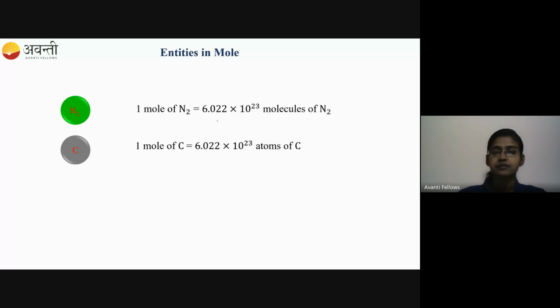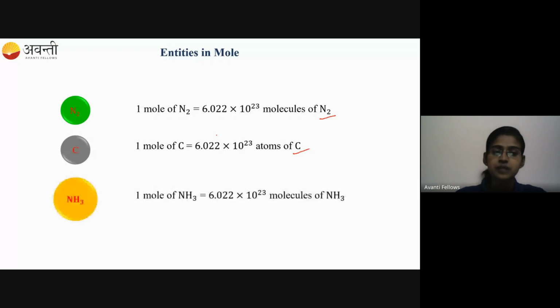So here it is a molecule and here it is a carbon. Now if I take any compounds, if I take molecules, for example, ammonia, that is NH3, 1 mole of ammonia will have Avogadro number of molecules of NH3. So if you are taking 1 mole, that is for atom, for molecule, for anything. For 1 mole, Avogadro number of particles will be present in that particular system.